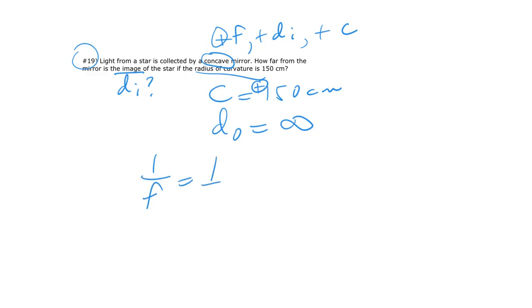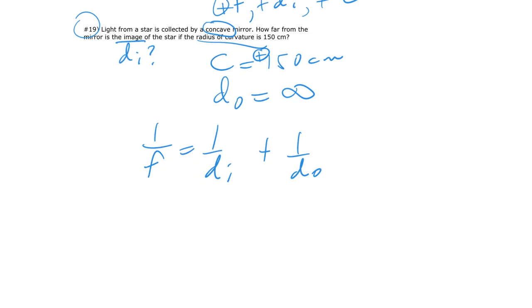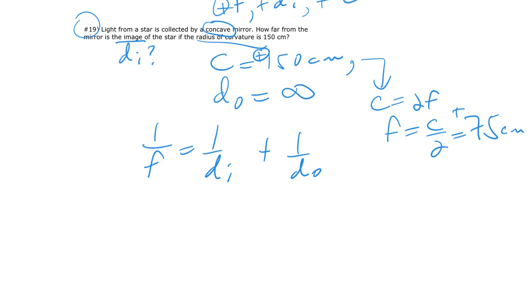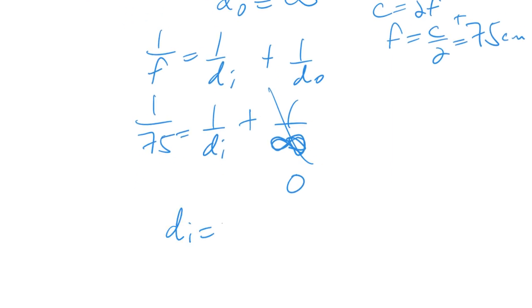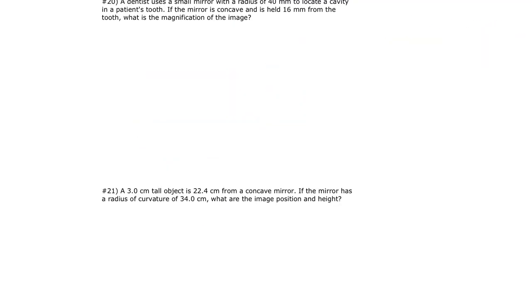So 1 over F equals 1 over DI plus 1 over DO. Okay. So the curvature is 150. So I can go, curvature is 2F. So F equals C over 2 equals positive 75 centimeters. So I have 1 over 75 equals 1 over DI plus 1 over infinity. Well, basically, 1 over a huge number is close to 0, right? So basically, DI equals 75 centimeters. Okay, let's look at number 20.